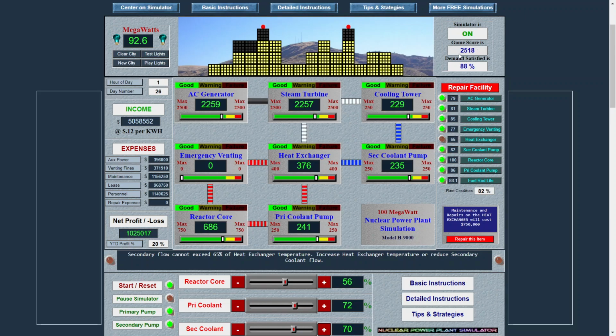We also get here some game score, 2,500. I don't know really how this is computed, but I guess you can compare your performance with your friends with this score. Demand is satisfied at 88%. We can increase a bit secondary flow and also primary. No, let's decrease because the primary coolant pump is almost at the yellow part. So I will increase slightly reactor power and decrease primary coolant pump. Okay.